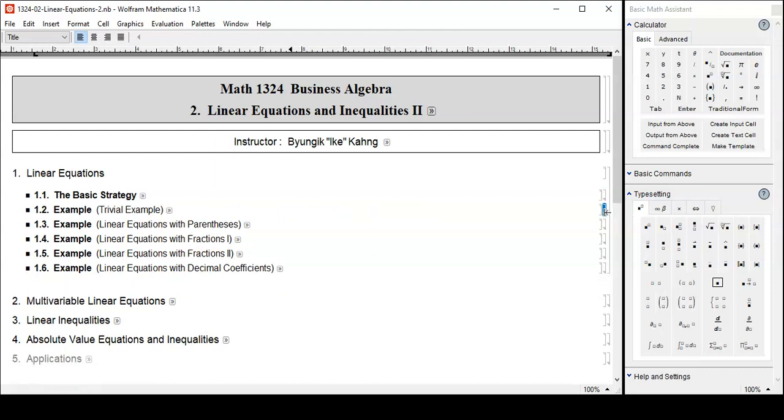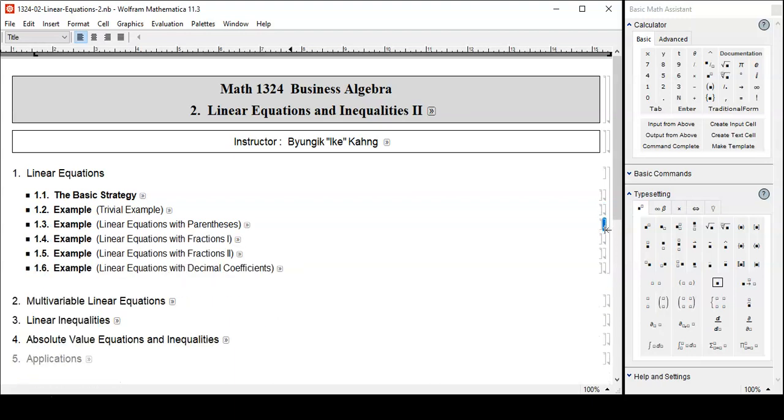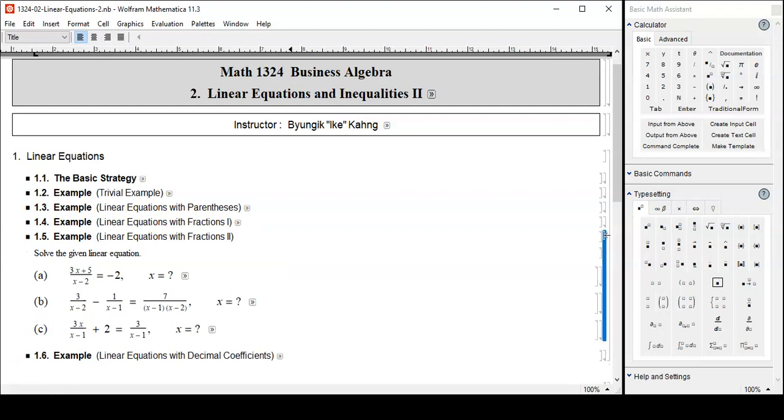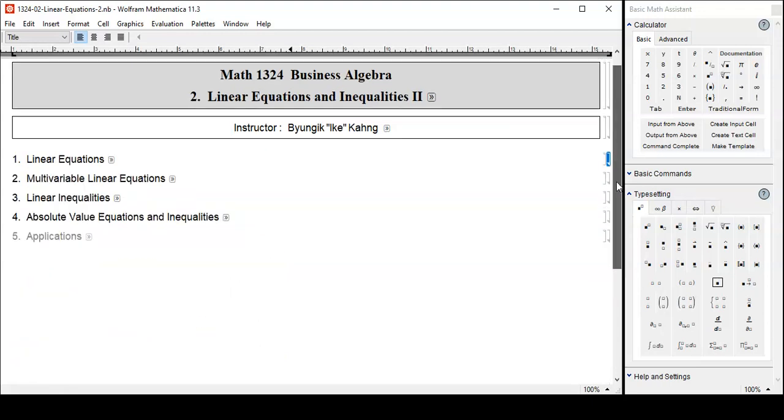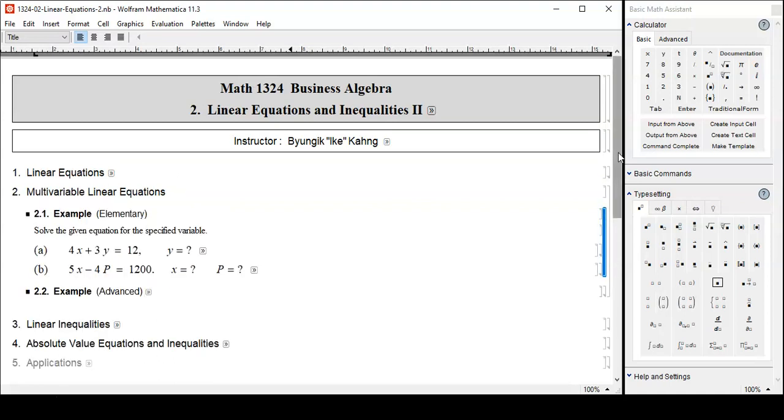But all the questions there had only one character, only one variable to work on. Here, we have more than one character at the same time. For example, 4x plus 3y is equal to 12, and what is y in terms of x? Here's another. 5x minus 4p is 1200. What is x in terms of p? And what is p in terms of x?